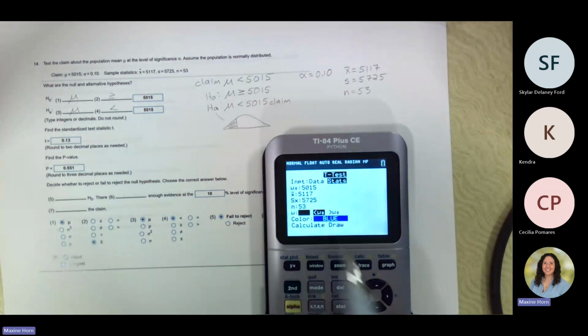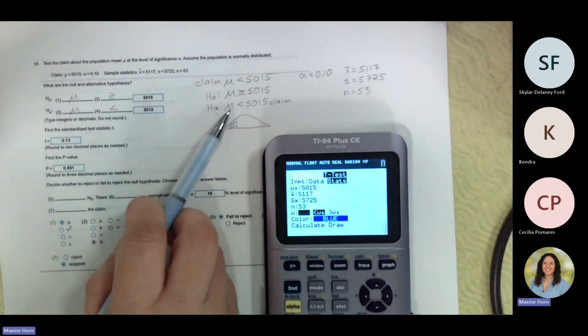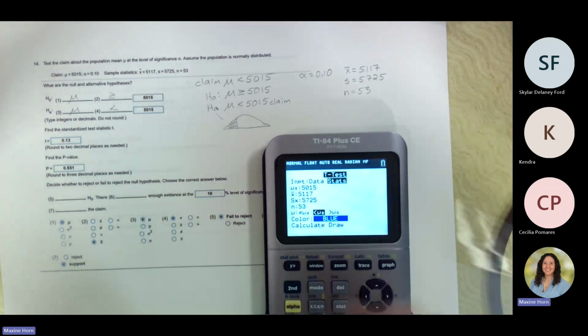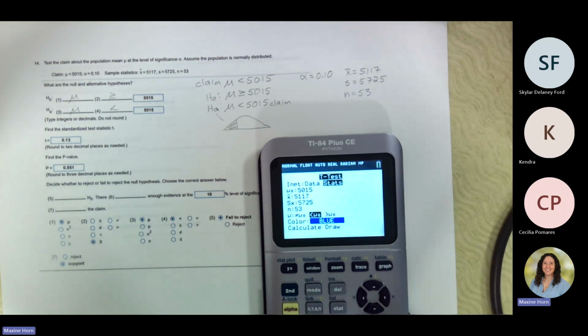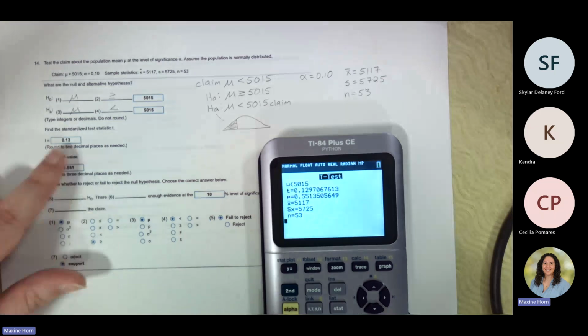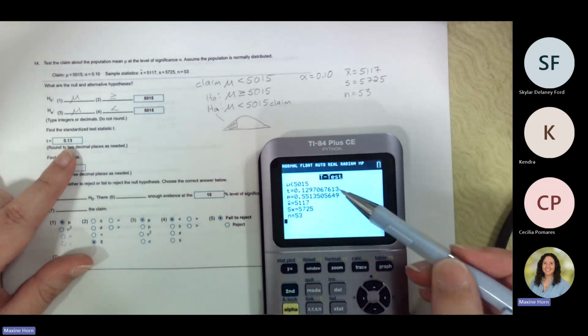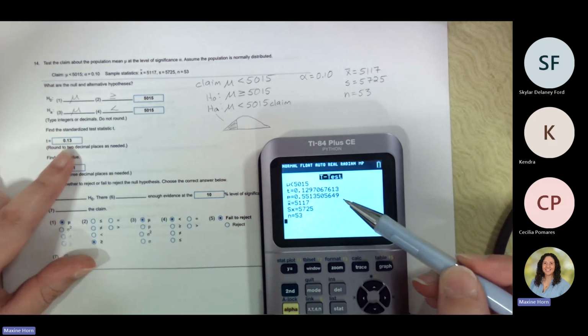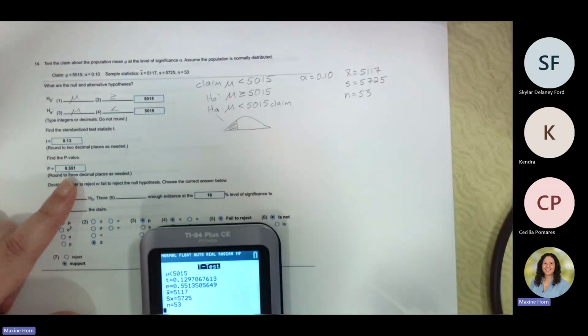Okay, and again, this is your alternative hypothesis. So that's less than. So that was already selected just from the last one that we did. And we say calculate. Okay, so our standardized test statistic, if we round to 2 decimal places, this t, right, that's your test statistic, is 0.13, and your p-value is 0.551, again, if you round to 3 decimal places.